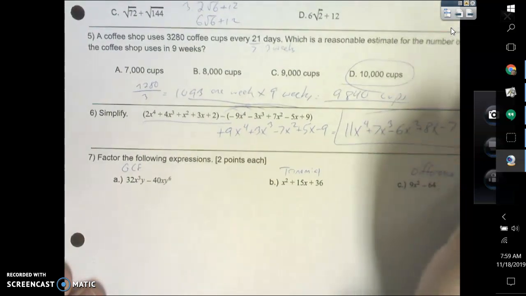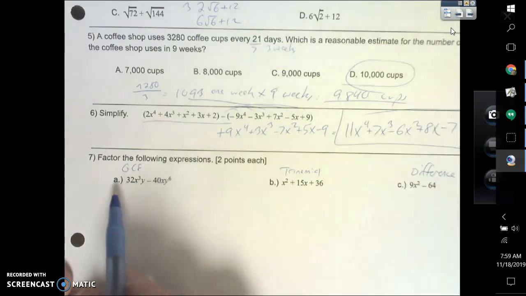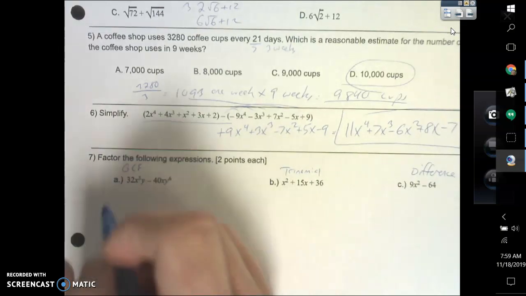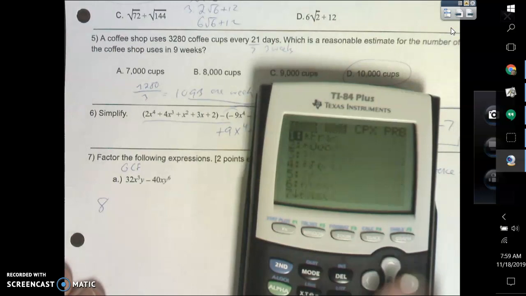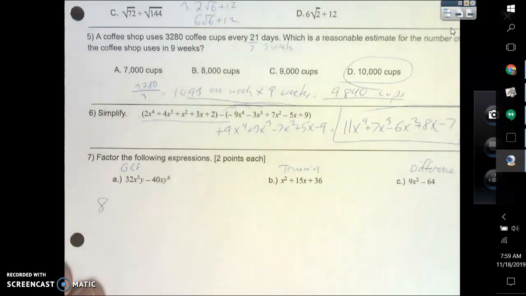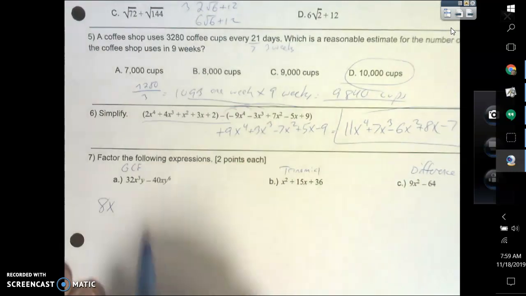So we spent a whole week on this. Okay, what number can go into 32 and 40? Well, 8. If you're not sure, I can literally go math, GCD, 32 comma 40, okay, 8. And then GCF, you go low, x to the third, x to the first. The lower is x to the first.